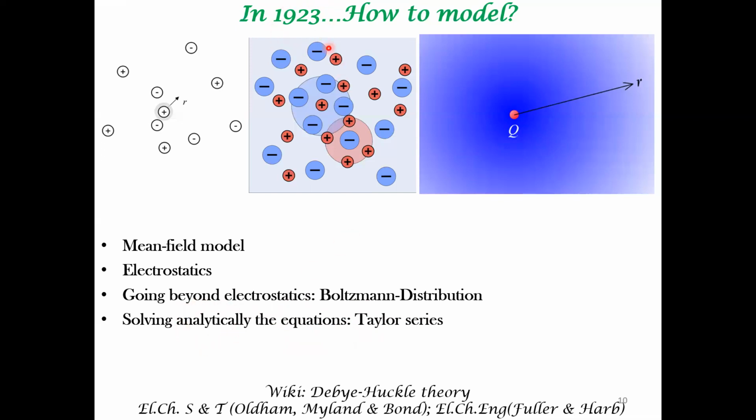Because again, notice this was done in 1923. There were no computers in those times. So just to emphasize, this is a case study in mean field modeling. We are going to use our intuition on electrostatics to capture energetics. To bring in temperature, we are going to use the Boltzmann distribution. And to solve the problem analytically, we are going to use Taylor series. This is the algorithm for Debye-Huckel theory. So let's do one by one.